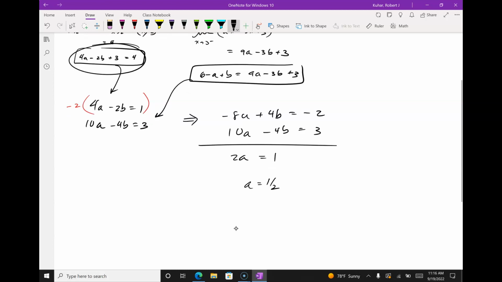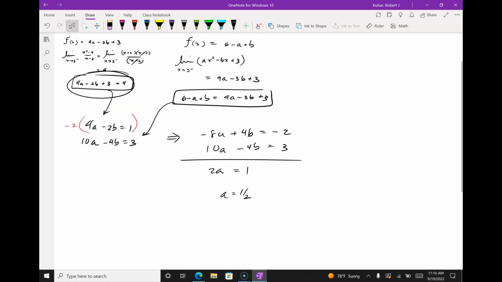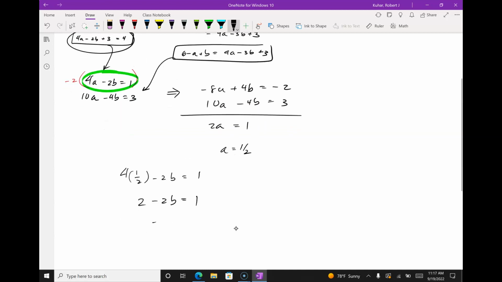Now I have to find the value of b. And I can do that easily by plugging it into either equation. Right? So I'm going to use this one. So 4 times 1/2 minus 2b equals 1. So minus 2b equals -1. So b is 1/2 as well. So then I write my conclusion. With a is 1/2 and b is 1/2, the function is continuous. And then, of course, I check it on schedule.